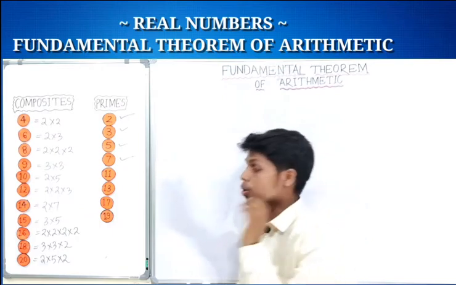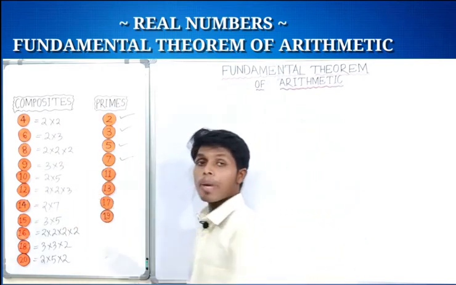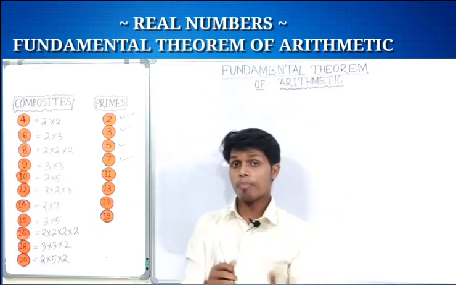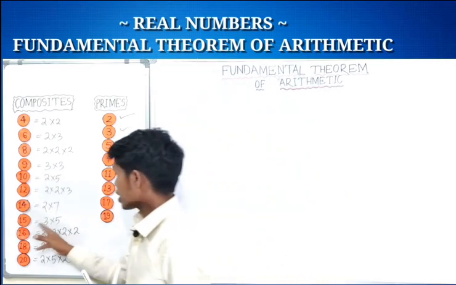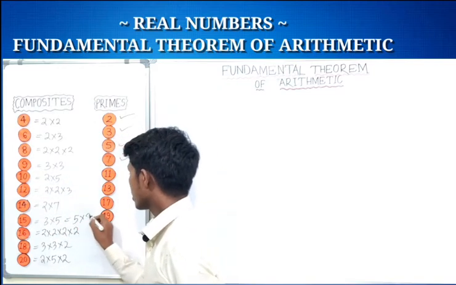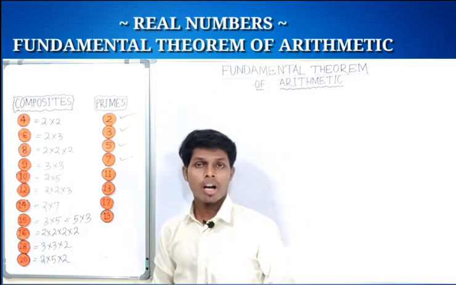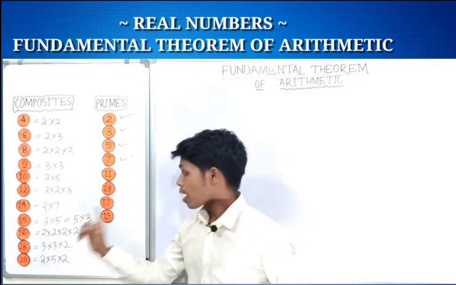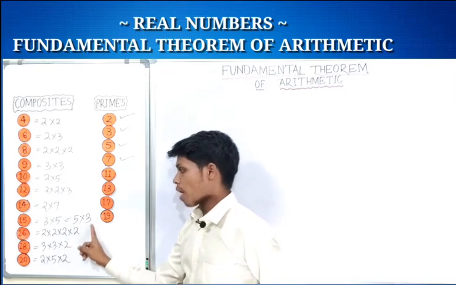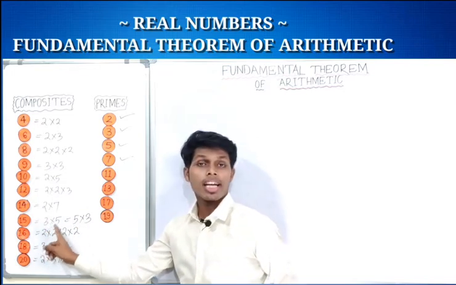That means no two composite numbers share the same combination of primes. Yes, the order may change. Here you get 3 times 5, 15. Also you can get 5 times 3, 15. The order may be changed, but the combination is unique. Here you have 1 5 and 1 3.